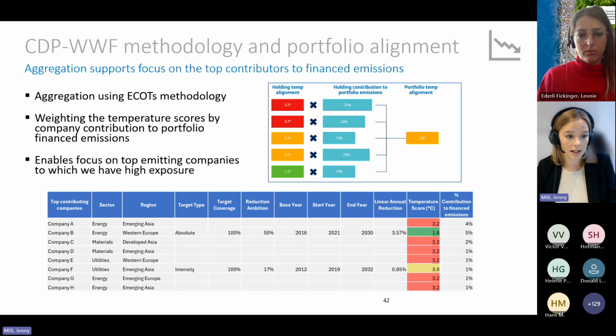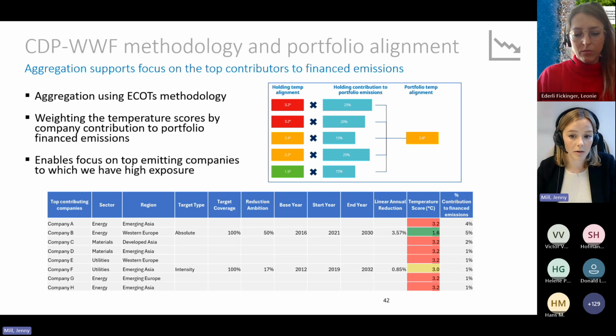And if we weight by financed emissions, then we're able to target the biggest contributors to portfolio financed emissions, and also which have the highest temperature scores. So companies maybe that haven't yet set targets or have poor ambition are getting those higher scores. So this enables us to hone in on the companies that are most influencing our pathway towards net zero financed emissions.